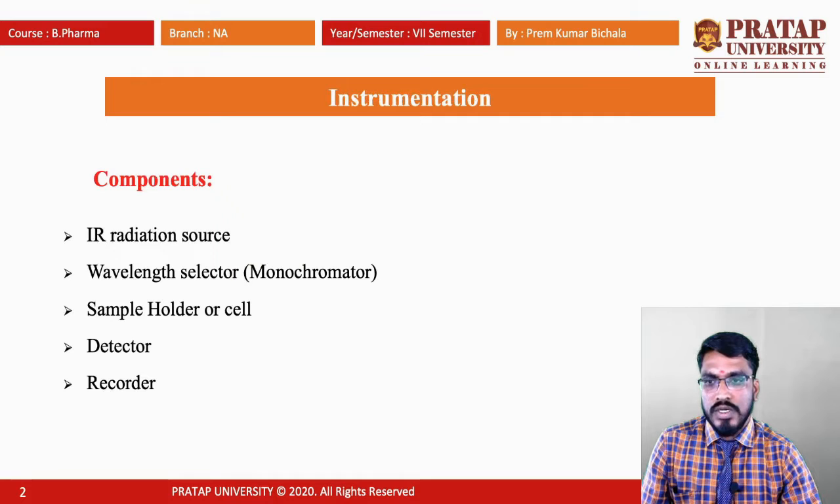In instrumentation, the following components are mainly used. The first one is the IR radiation source, the second is the wavelength selector, that we can say monochromators, then sample holders or cells, then detectors and recorders. In today's lecture, we will discuss the first three components: IR radiation source, wavelength selectors, and different sample holders, and also the sample handling in IR spectroscopy.